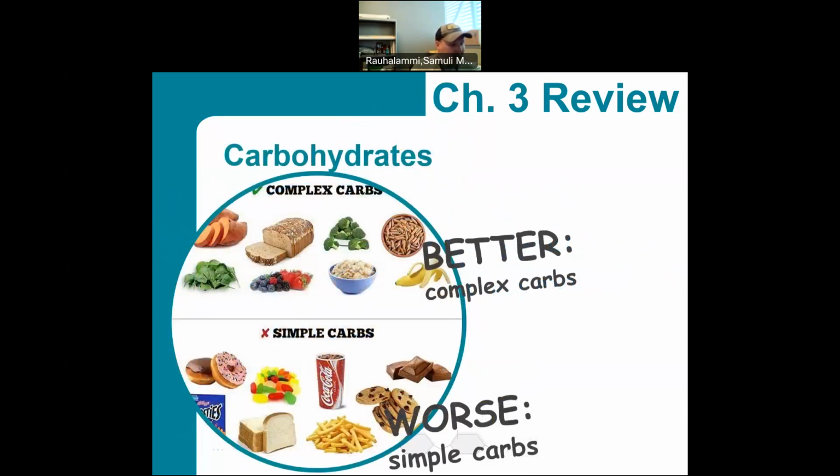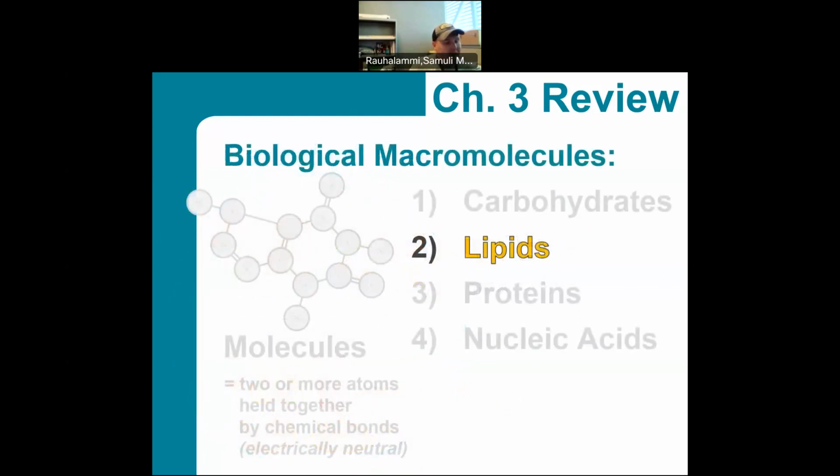Like I mentioned, complex carbs are generally considered as better sources of energy than simple carbs. That's because the simple carbs are available for the body to use as a source of energy so quickly, whereas these complex carbs remain around for much longer, so they don't get burned off as quick. So that was our carbs.